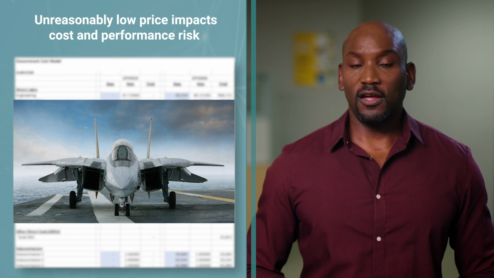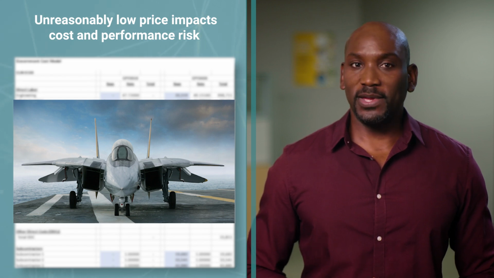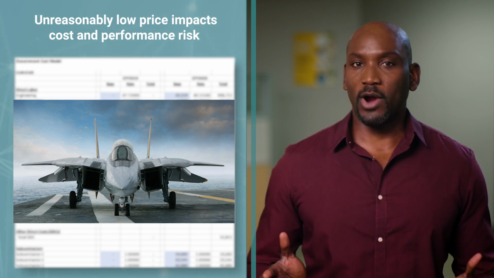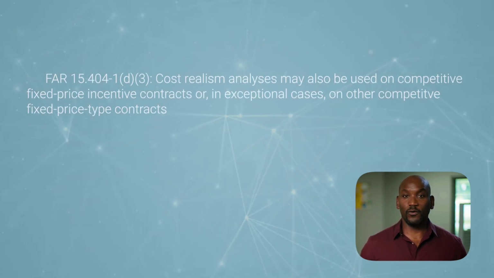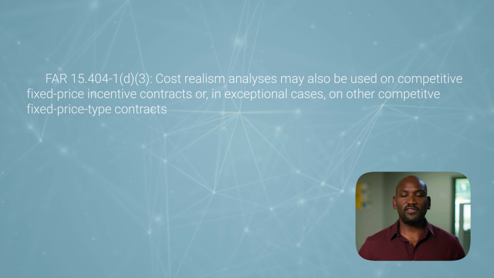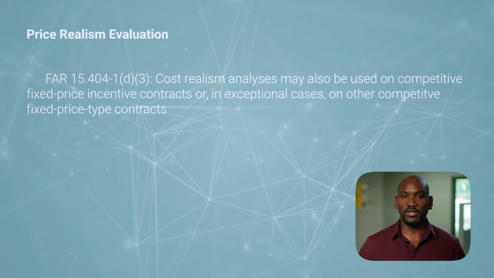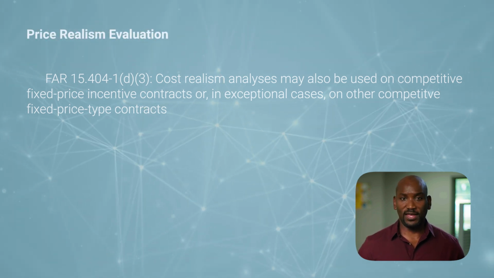These three concerns center around how an unreasonably low price impacts both cost and performance risk for the government. On fixed price contracts, the government does not have the ability to determine a probable cost of performance to use as an adjusted amount during evaluation. The cost realism analysis involves an assessment of an offeror's low fixed price. It's often called price realism evaluation because of the fixed nature of the contract type.